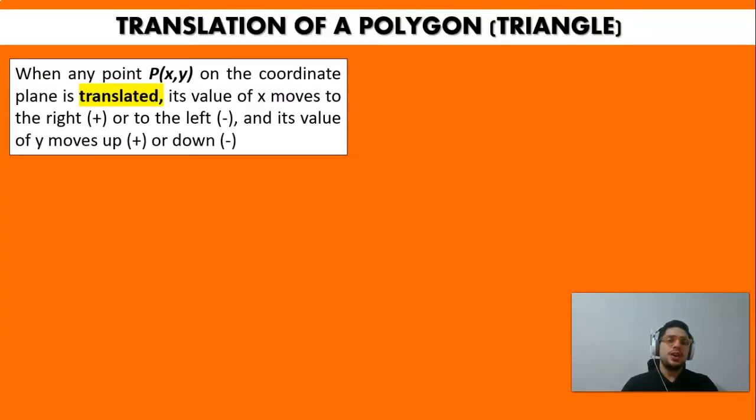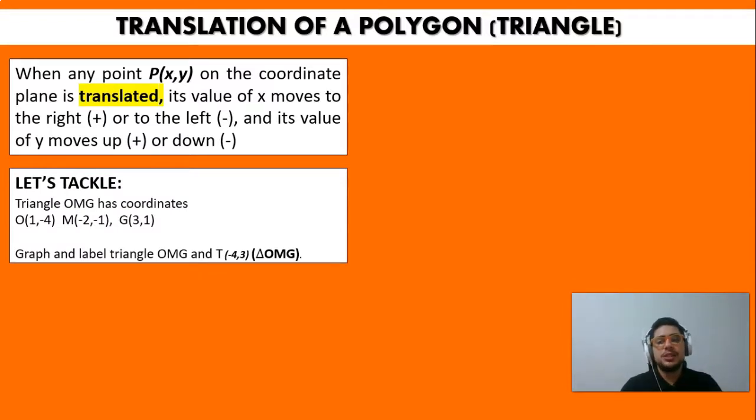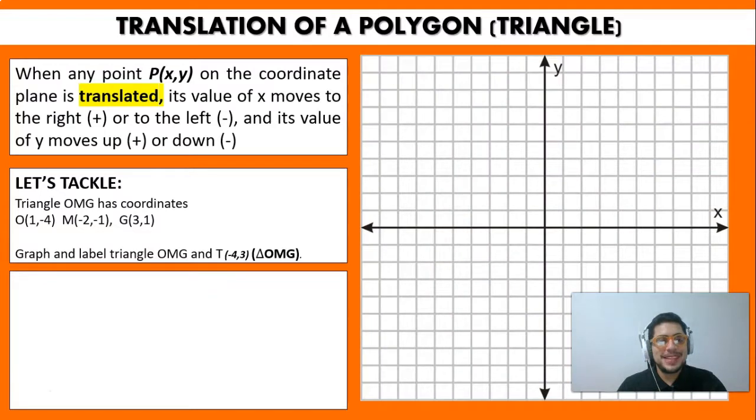So guys, the first thing you have to know is that whenever we're moving any point or any segment or line, we're translating it. If we move it to the right, then that point's value of x is going to be added, or if we move it to the left, it's going to be subtracted. If the value of y moves up, then it's going to be added, and if we move down, we're gonna subtract, right? So today's example is basically of a triangle, and we're gonna create the translated image of the triangle OMG. So let's begin.